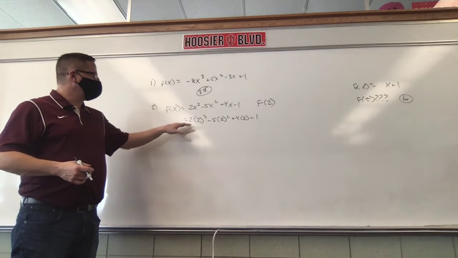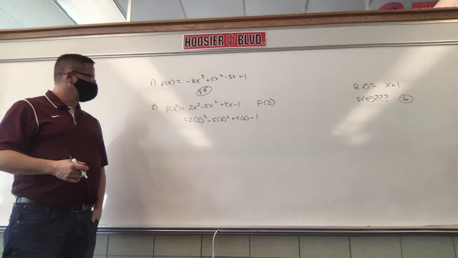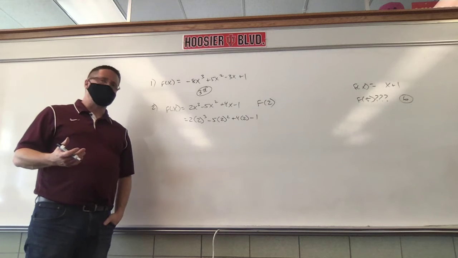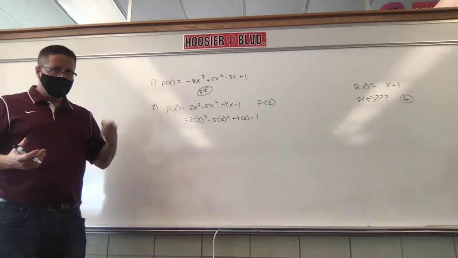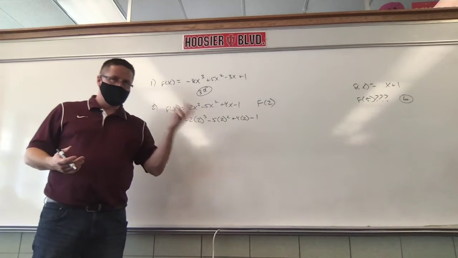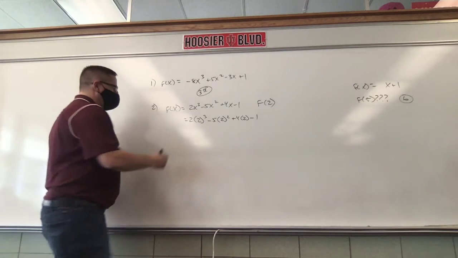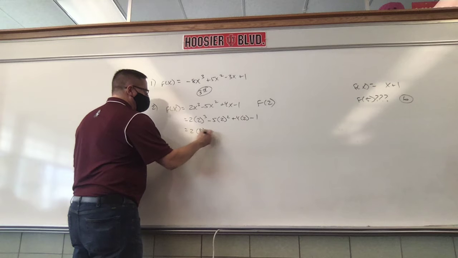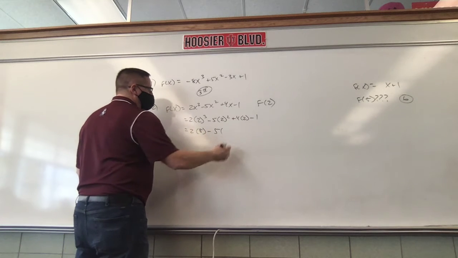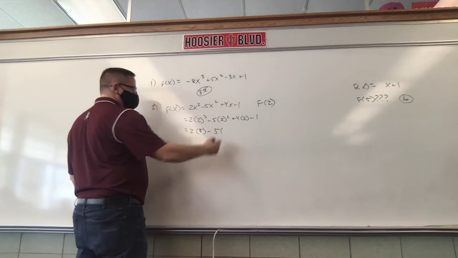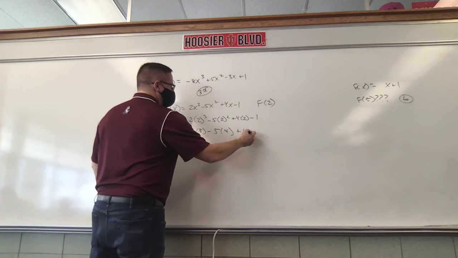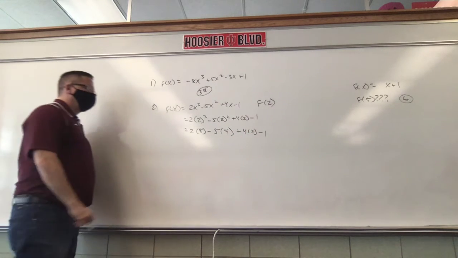Do we times first or do powers first? Powers. Powers, 2 to the third. Be careful, it's not 6. It's not 2 times 3. It's 2 times 2 times 2. 2 times 2 is 4 times 2 is 8, so 2 times 8 minus 5 times, what's 2 squared? 4 plus 4 times 2 minus 1.